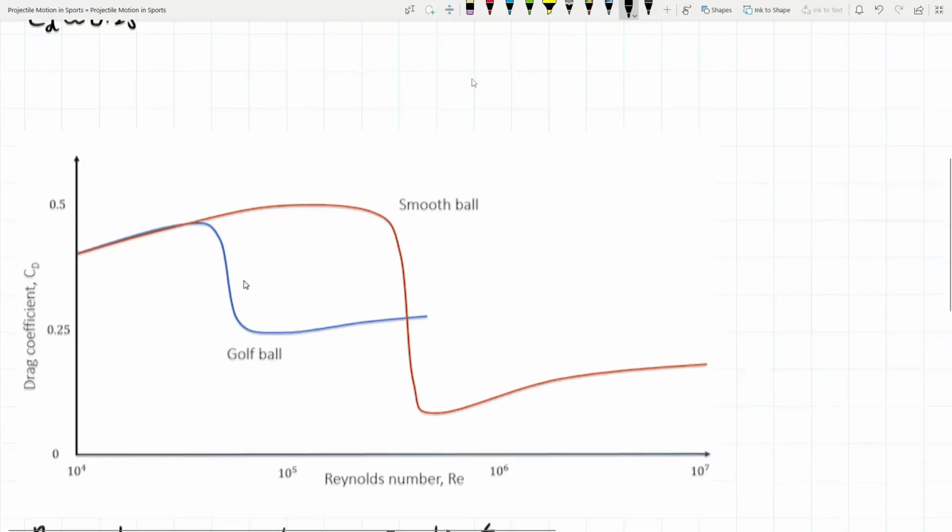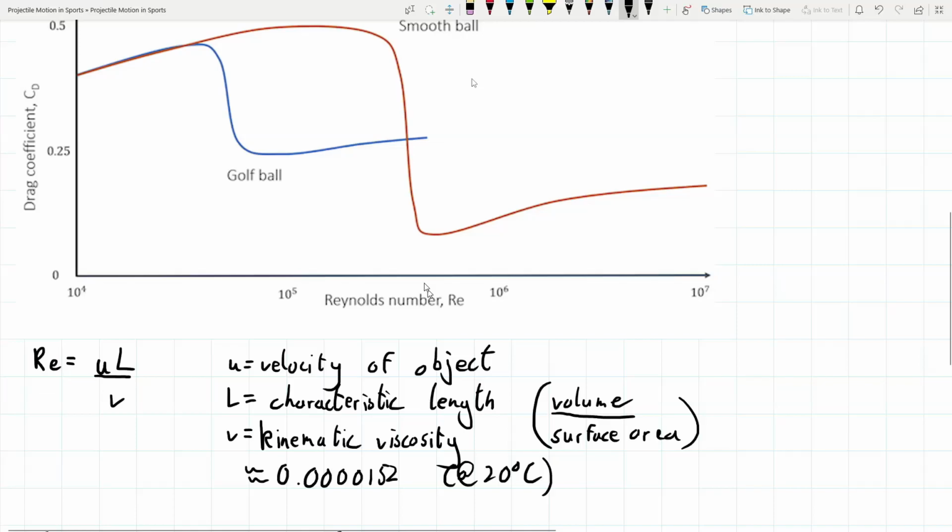Anyways, the Reynolds number is just this special number that's used in fluid dynamics, which is basically how things move through fluids. It's really complicated, but basically it's defined as UL over V, where U is the velocity of the object. Well, it's technically the velocity of the fluid with respect to the object, but in our case, it's just going to be the velocity of the object to make it simpler. L is the characteristic length, which is the volume over the surface area, and V is the kinematic viscosity of the fluid through which it's traveling, which for air is about 0.0000152, and that's at 20 degrees Celsius, because it actually depends on temperature. I'm going to say 20 degrees Celsius, because I think that's a good standard temperature.